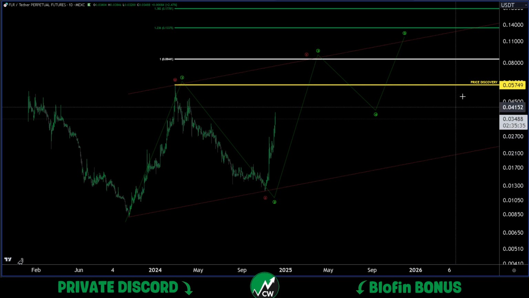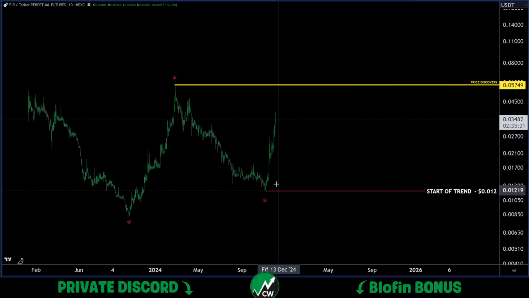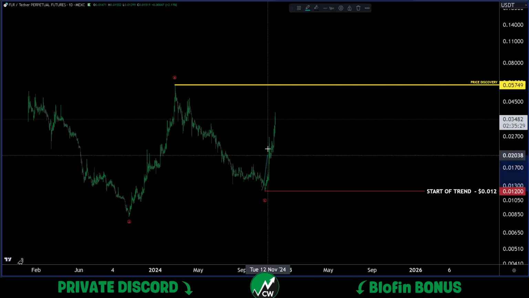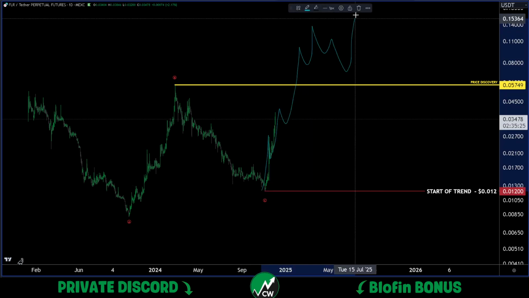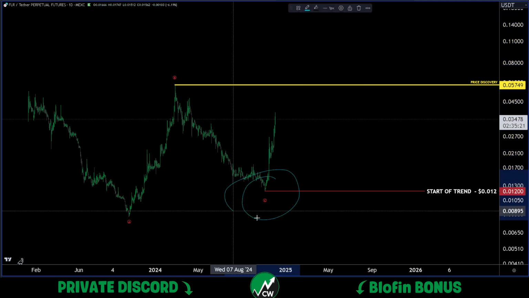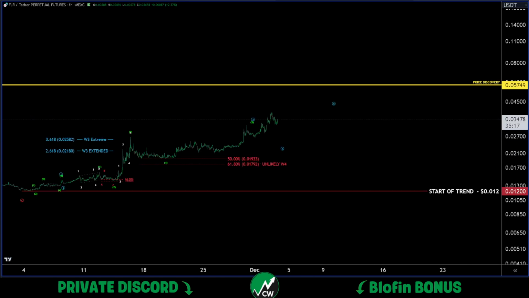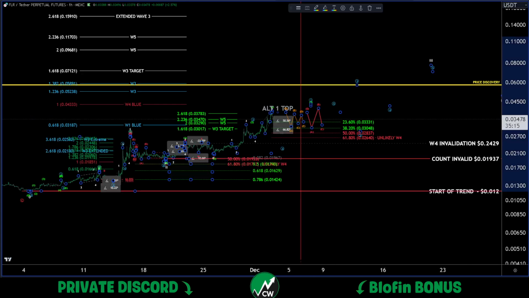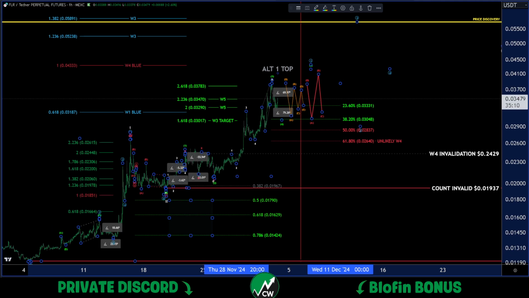So until then, we're sticking to the bullish scenario, which is the start of our trend here, and we're looking for a 5-wave move to the upside, like so. So we'll go to the smaller time frames. Just remember, all our counts start from this low.